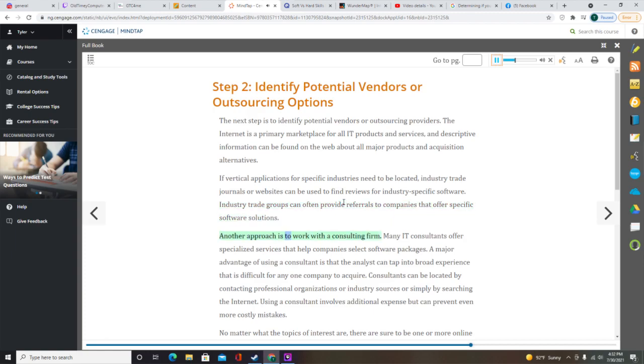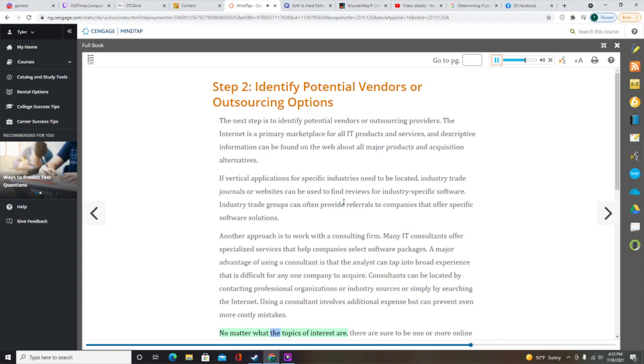Another approach is to work with a consulting firm. Many IT consultants offer specialized services that help companies select software packages. A major advantage of using a consultant is that the analyst can tap into broad experience that is difficult for any one company to acquire. Consultants can be located by contacting professional organizations or industry sources or simply by searching the Internet. Using a consultant involves additional expense but can prevent even more costly mistakes.